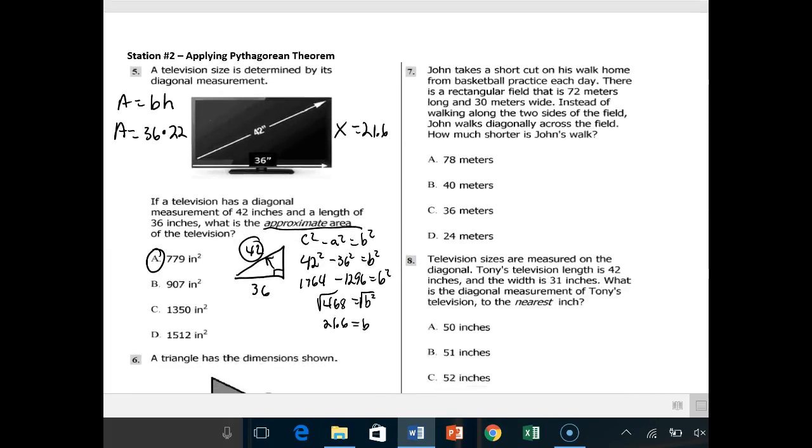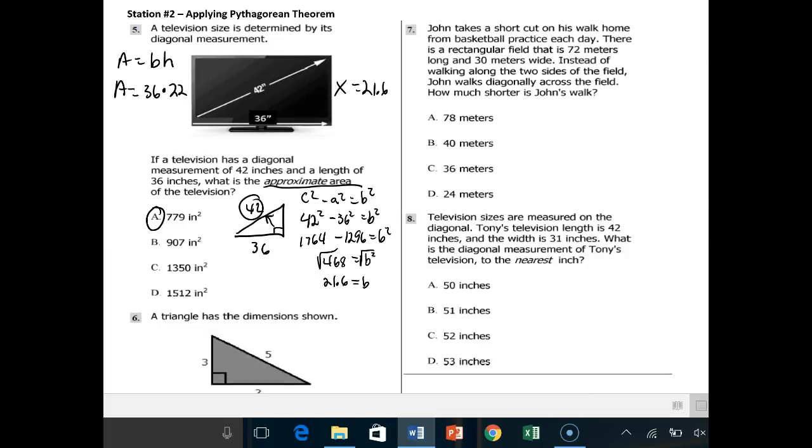All right, number 7 is a pretty important one. I'm going to do number 7. You should be aware that we could probably see this on our test. So John takes a shortcut on his way home from basketball practice each day. There's a rectangular field that is 72 meters long and 30 meters wide. Instead of walking along the two sides of the field, John walks diagonally across the field. How much shorter is his walk? Notice they don't just say find the diagonal. They don't just say find how long the shortcut is. They ask you to find how much shorter his walk is.